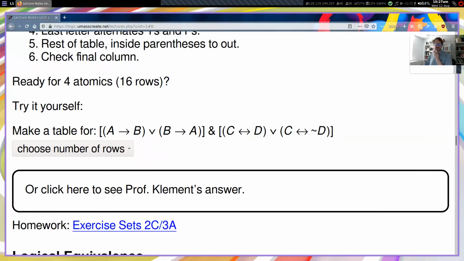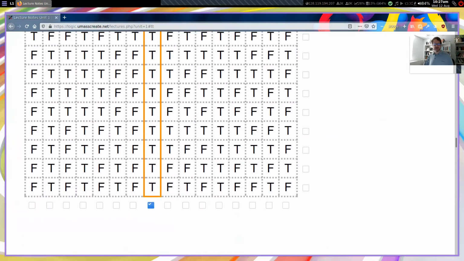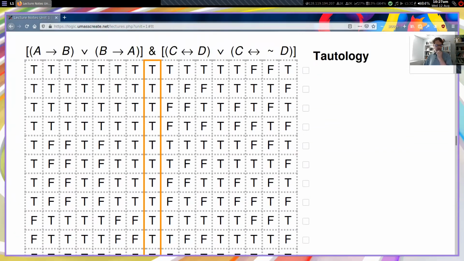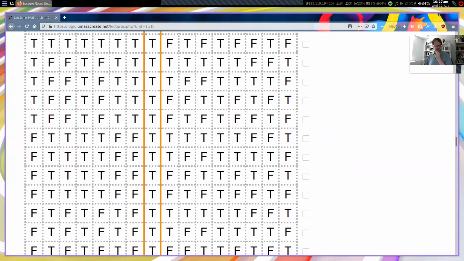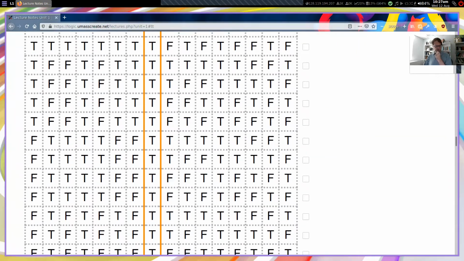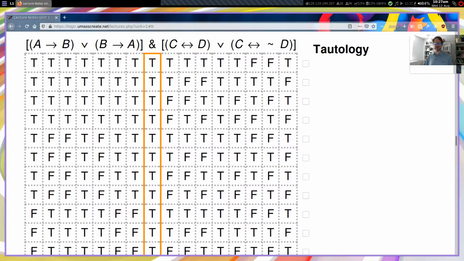So when you have 4 different letters, I'm not going to do this entire table because it's really big. I'm just going to show you the answer, but it's got 16 rows. I'm not going to go through this all because it takes too long on the lecture. But for the first letter, you make the first half of the rows true. So you make 8 truths underneath A there, and 8 falses. And for B, you've got 4 truths and 4 falses, and 4 truths and 4 falses. For C, you do true, true, false, false, true, true, false, false, all the way down. And for D, you do true, false, true, false, true, false, true, false.